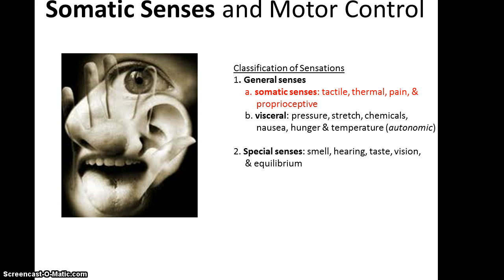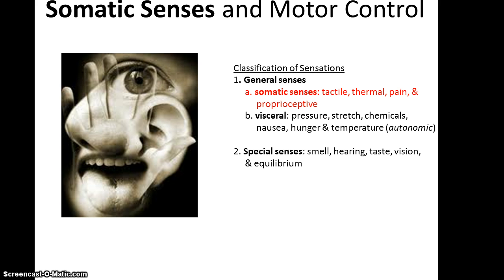So sensations can be classified in two really big categories. You can have general senses, for instance the somatic senses of tactile sense, thermal sense, pain, and proprioceptive sense, which are found throughout the entire body. Pretty much if someone touches you anywhere on your body, you should be able to detect that.